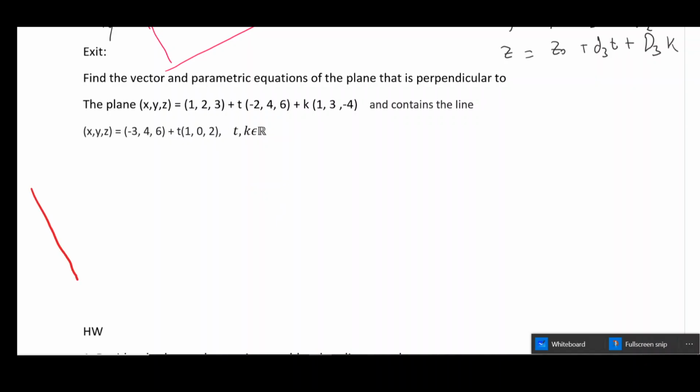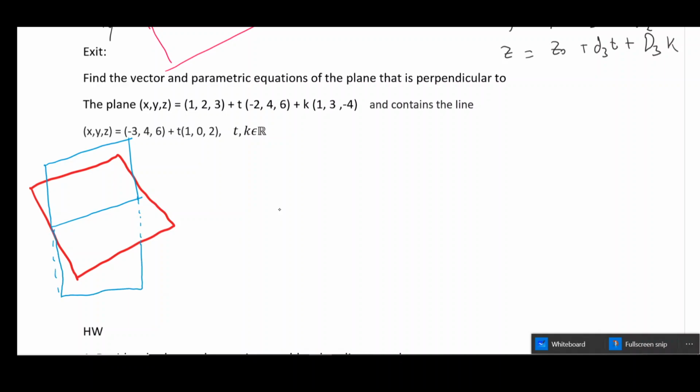Okay, so we have a plane. And that plane is perpendicular to another plane. So we're going to be finding the equation of the red plane. We have this other plane that is the blue plane. That's the equation we were given. Something like that. Beautiful. And these two things, that's a 90-degree angle there. Whew. Oh my goodness. Okay.